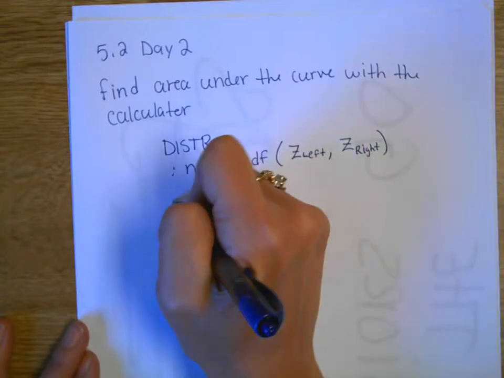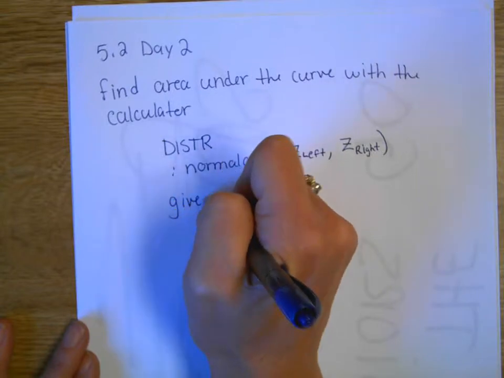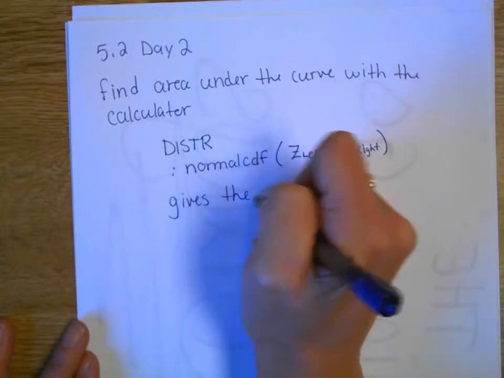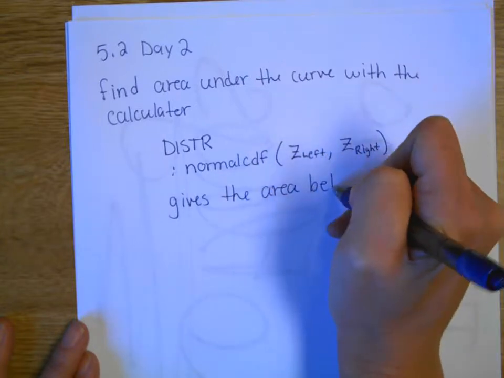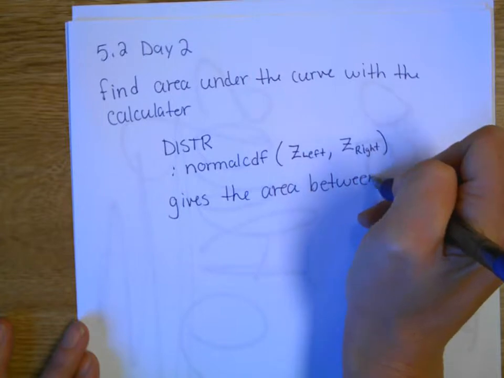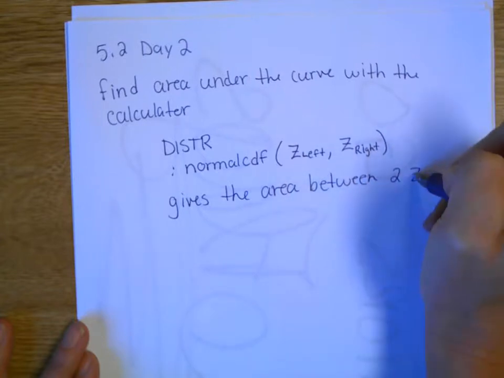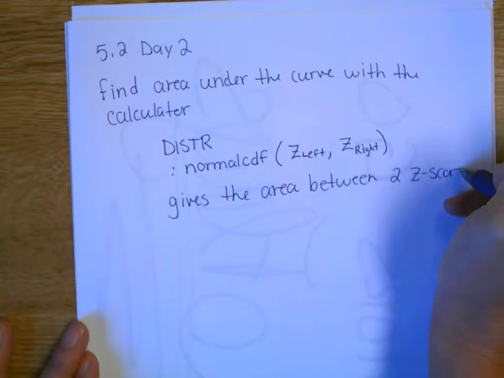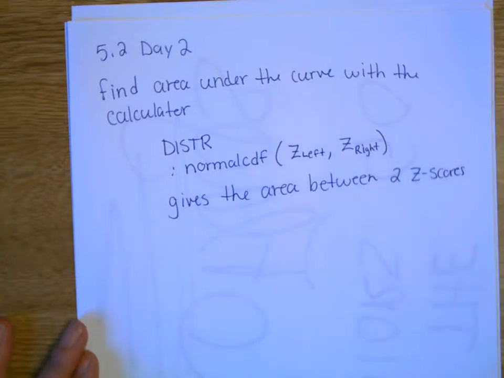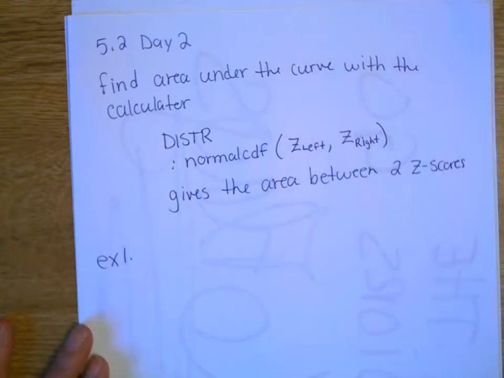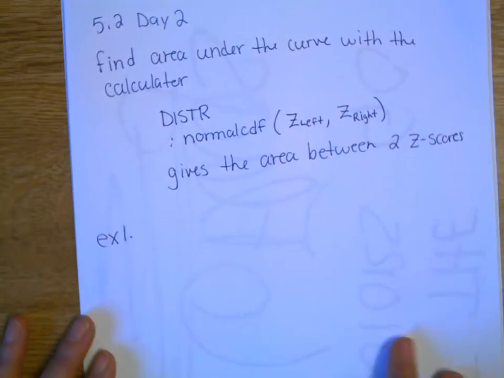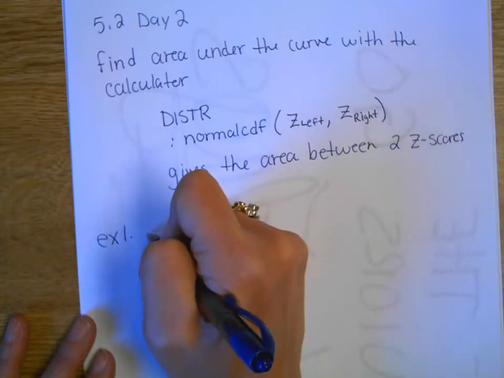So this gives the area between two z-scores. There's no 1 minus business, you just use it the same way the whole time. So we'll do a couple of examples.